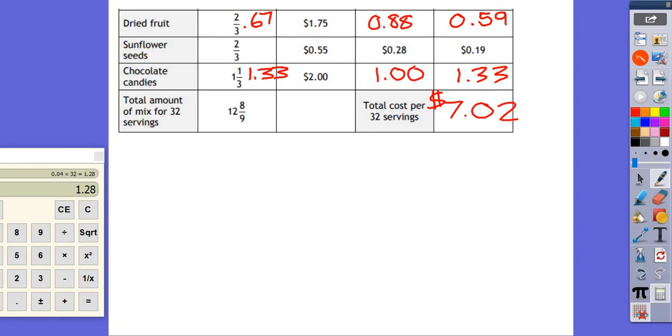Okay, so to make 32 bags of stuff, that's kind of cheap. Not too bad.